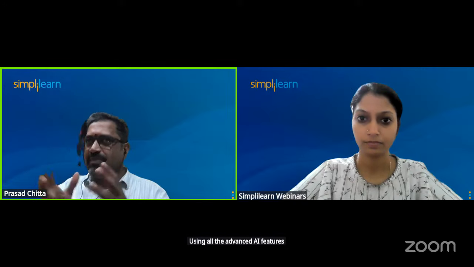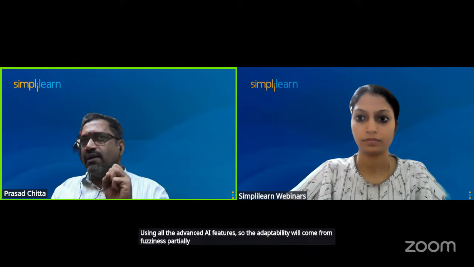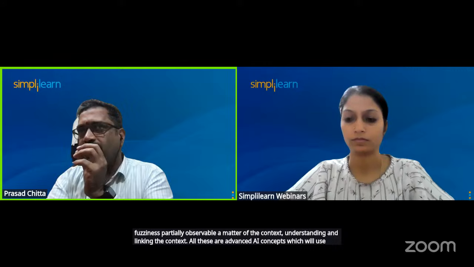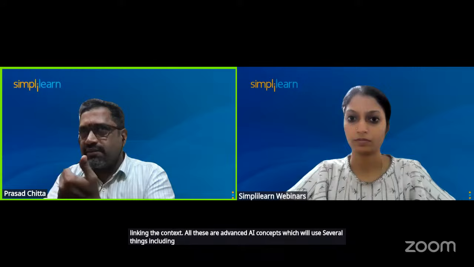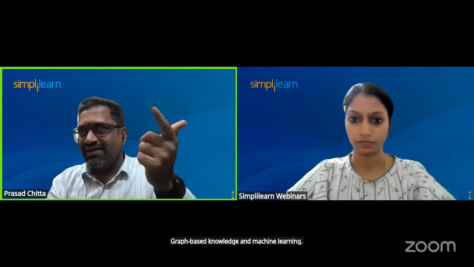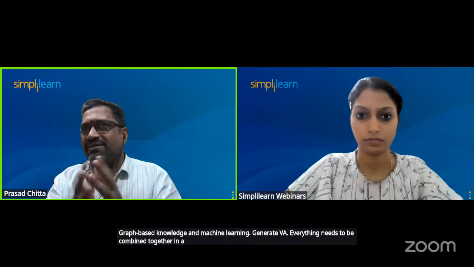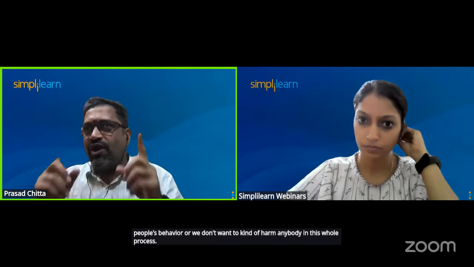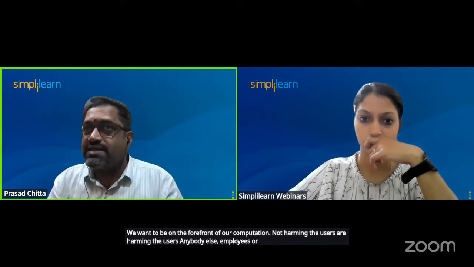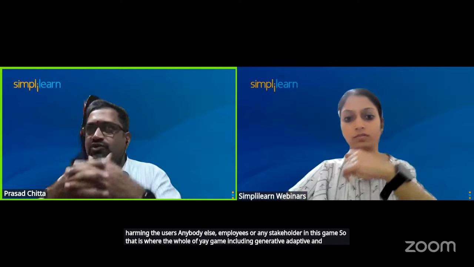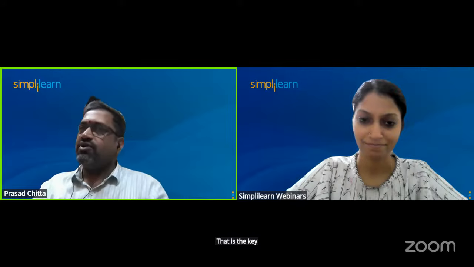AI features. The adaptability will come from fuzziness, the partially observable nature of the context, and understanding and linking the context. All these are advanced AI concepts which will use several things, including decision networks, knowledge bases, graph-based knowledge, machine learning, and generative AI. Everything needs to be combined together in a responsible manner, because we don't want to manipulate people's behavior or harm anybody in this whole process. We want to be at the forefront of our computation, not harming the users or anybody else, employees or any stakeholder in this game. So that is where the whole of the AI game, including generative, adaptive, and responsible AI, is coming together. That is the key message which I wanted to give you all.